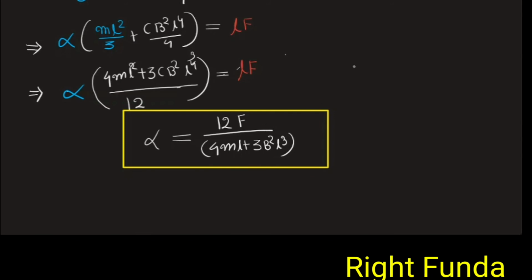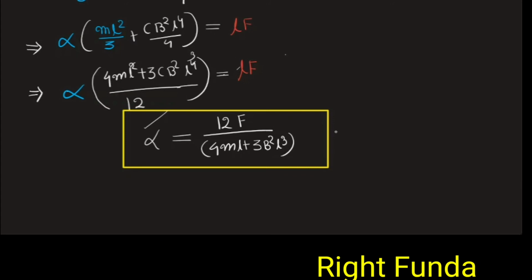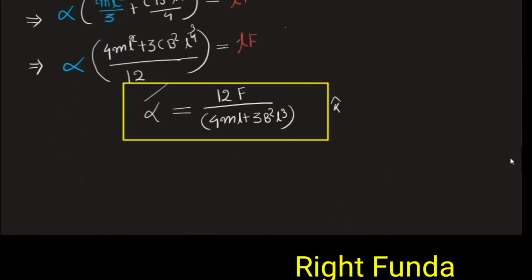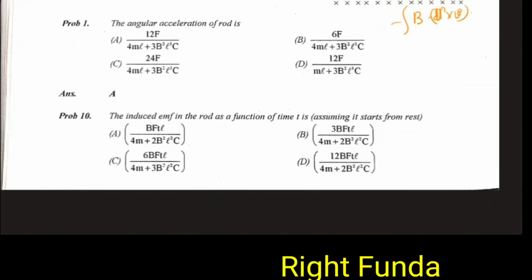So we have seen that the force will be acting, the rod is rotating like this, and the magnetic force will be acting, and finally we found alpha to be equal to this much. Once we have the alpha, let's check the options: 12 L by 4 ml plus 3 b square L cube. So option A is correct.